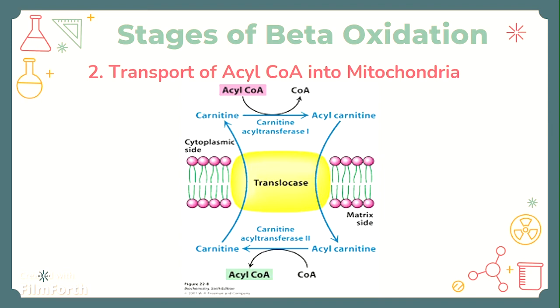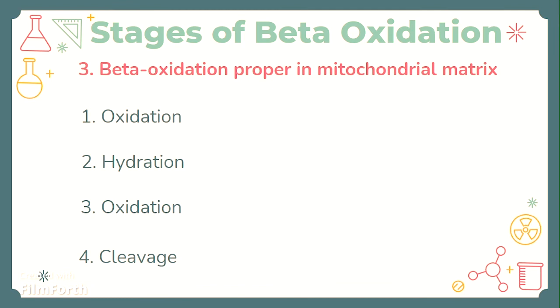In the second step, the acylcarnitine is transported across the membrane to the mitochondrial matrix by a specific carrier protein. And in the third step, the acyltransferase 2, which is found on the inner surface of the inner mitochondrial membrane, converts acylcarnitine to acyl coenzyme A. In the last step, the carnitine released returns to cytosol for reuse. The third stage is the beta oxidation proper in the mitochondrial matrix.